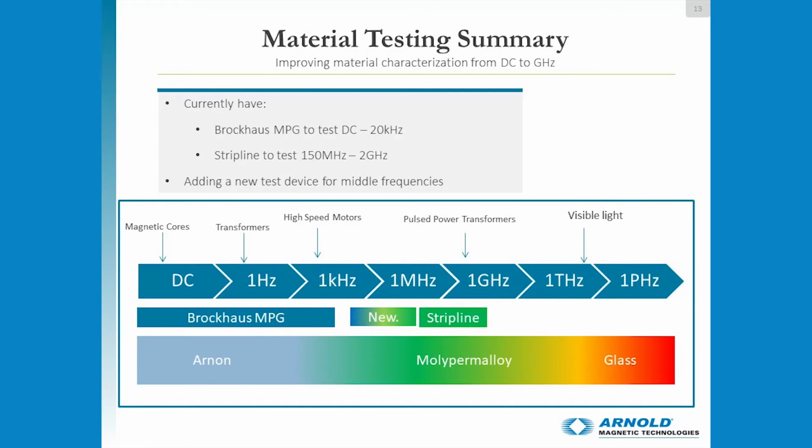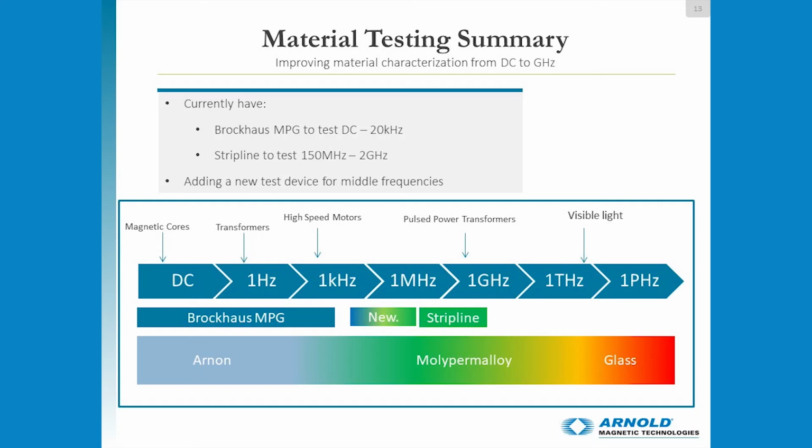So looking at the testing summary, we currently have Brockhaus testing machines to go DC to 20 kilohertz. That's going to be for those traditional grain or non-grain oriented silicon steels or other types of entry-level steels. But we have the strip line tester to do the high frequency testing, 150 megahertz to 2 gigahertz. And we're looking at adding more testing devices as we continue to explore that middle frequency category.